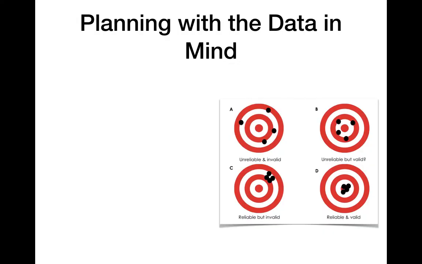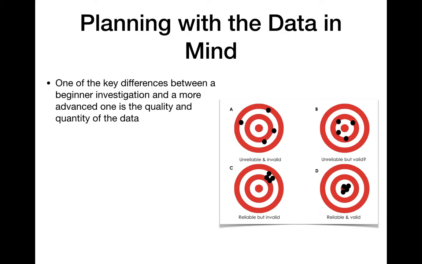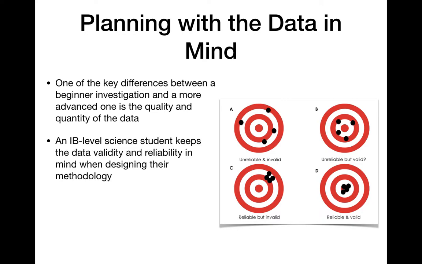Okay, so when we're planning experiments, you have to kind of keep in mind the data you're going to end up with in the end. And this is a big difference between a beginner investigation, a 9th grade, 10th grade investigation, and what we'd expect from an IB student. It's both the quality of the data and the quantity of the data. If you look at the IA rubric I posted for you in the unit resources folder, you'll see some of the points you get for accuracy and quality and quantity of data.